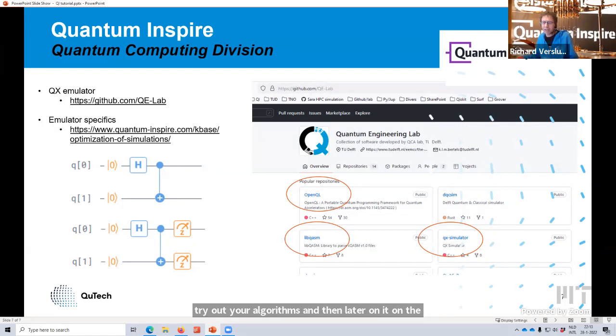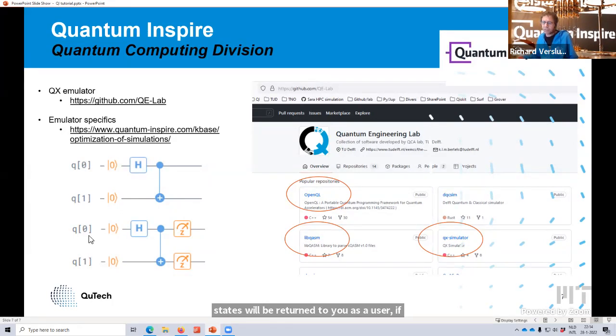But if you use our emulator, usually you don't have to specify a measure statement at the end. And it's actually recommended to not specify a measure statement. If you do not specify a measure statement, then this circuit will be executed only once. And the exact probability amplitudes for all of the possible output states will be returned to you as a user.